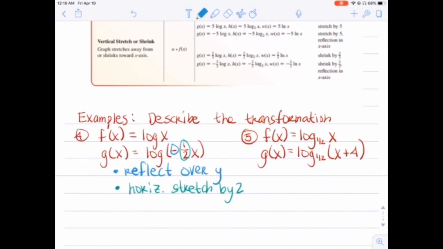So the difference between f of x and g of x is this plus 4. You'll notice that it is inside the parentheses with x, so that means that it's horizontal and opposite. So a plus 4 is actually going to move us to the left by 4. All right, again, pause the video and rewind if you need to take a look at these again, or look at your table as you need to make sure you understand where these are coming from.